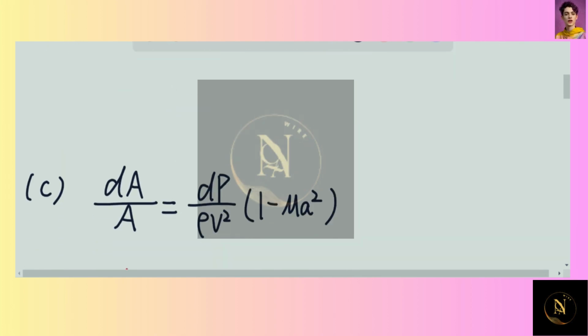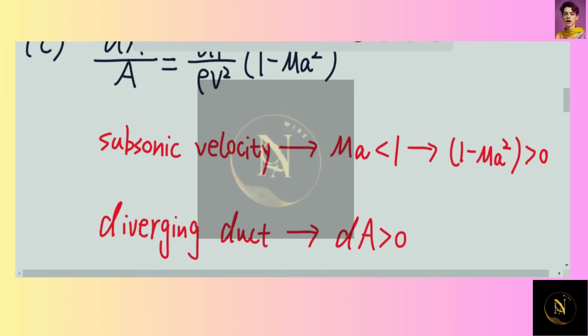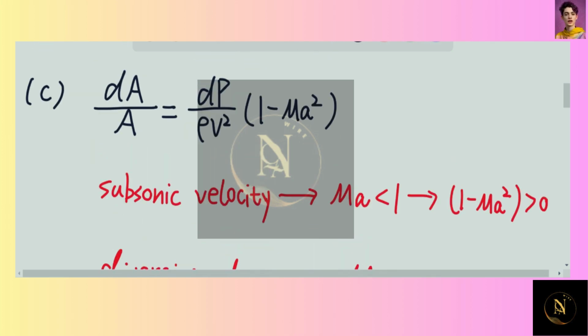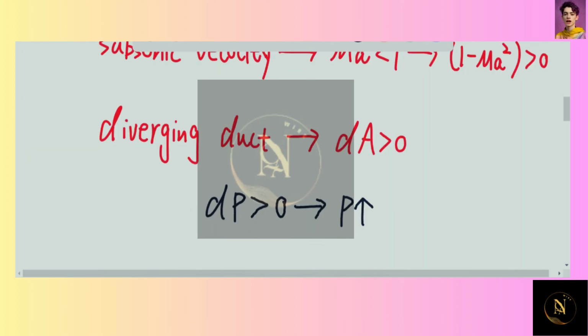And for the next case, this is the relationship between the changing area and the changing pressure. We know subsonic velocity will lead to Ma less than 1, so therefore 1 minus Ma squared is greater than 0. And then we know diverging ducts lead to dA greater than 0. So therefore, in order to maintain the equation, dP must be greater than 0, since all the elements here are positive. So dP must be positive as well. If dP is positive, that means the pressure increases.